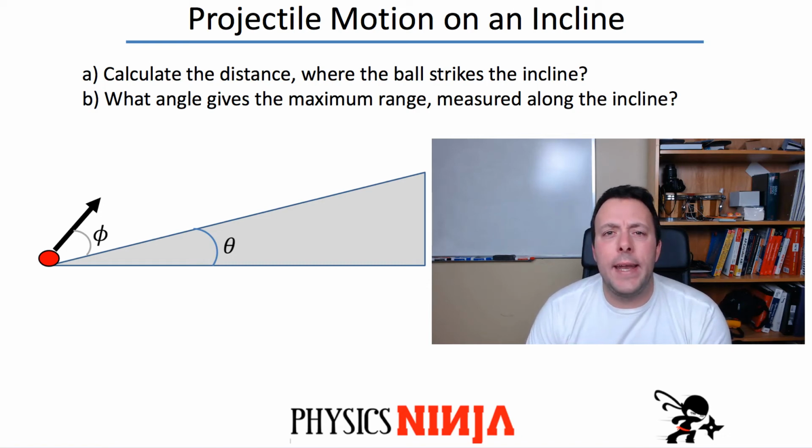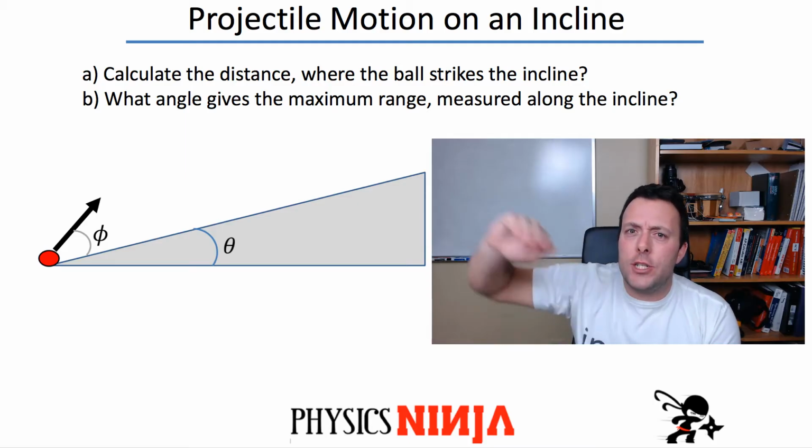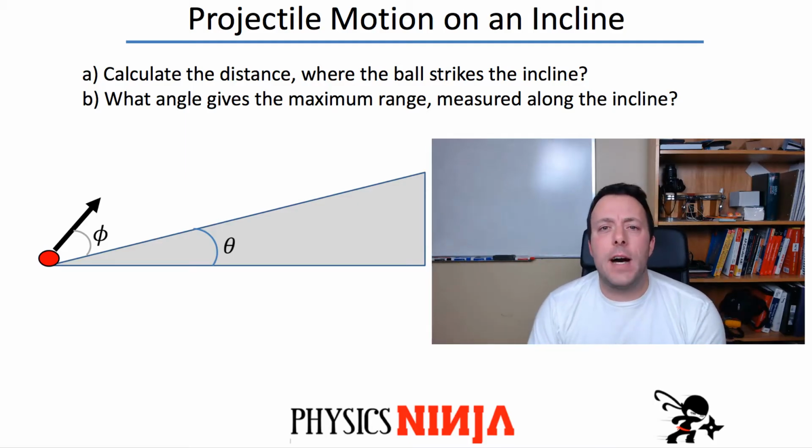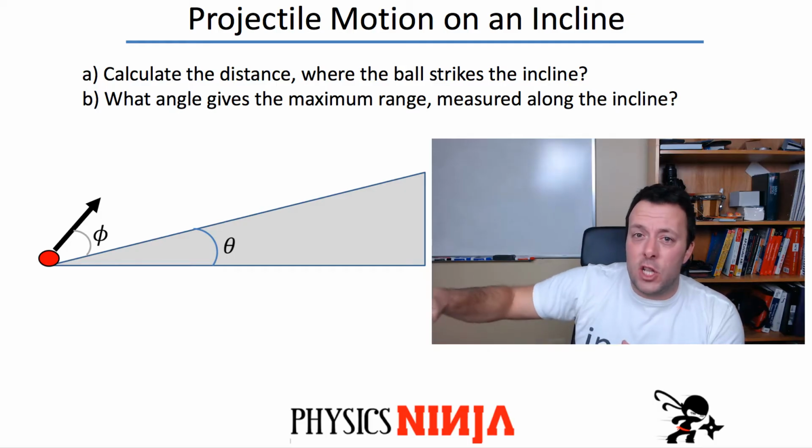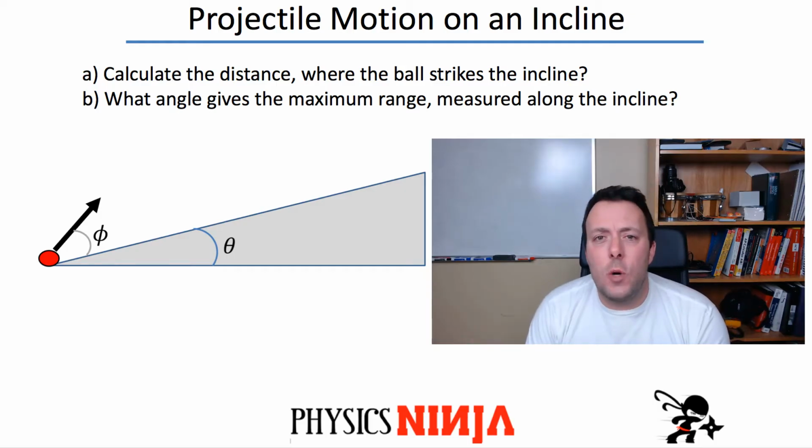Today I want to look at projectile motion on an incline. What that means is I'm launching this projectile at some angle phi with respect to the ground, except now the ground itself is sloped upward. It makes some angle theta with respect to the horizontal.